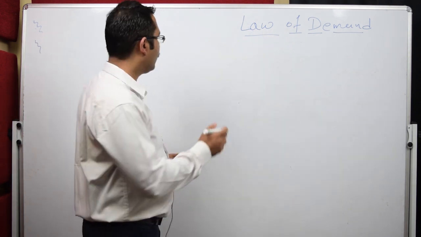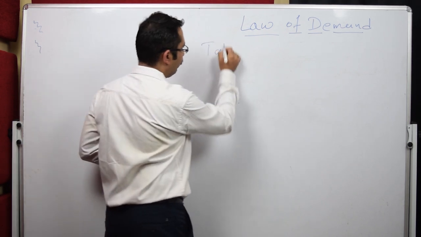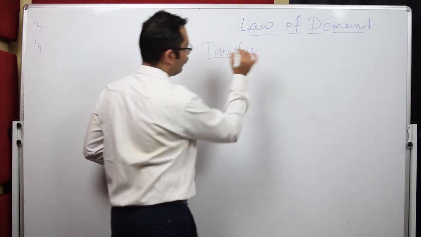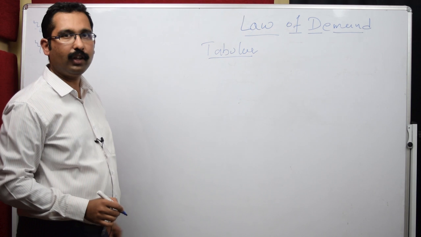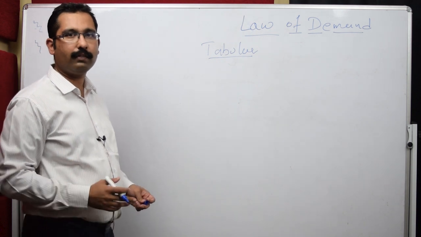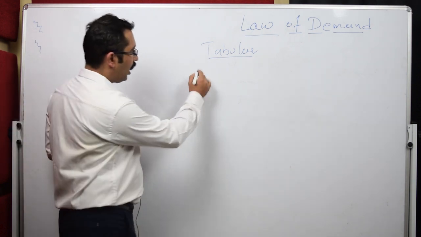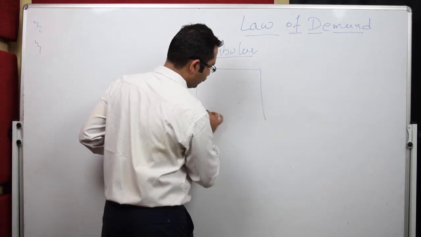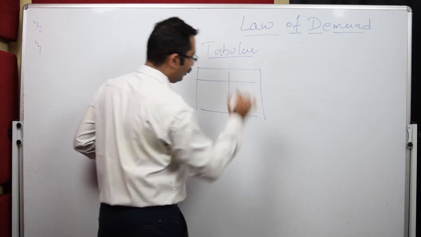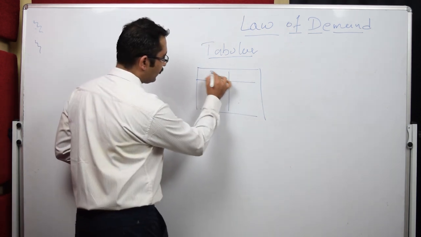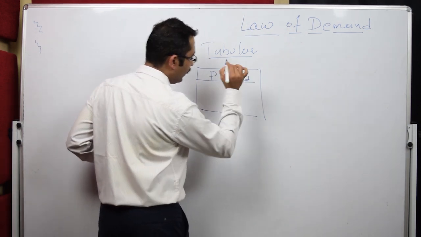Now the second method, as I told you, is the tabular way. We know that all other factors are kept constant. We are considering only two factors, one is the price and the other is the demand. So how would the table look? The table looks something like this. There are only two factors that we are considering: one is the price and the other is the quantity demanded.